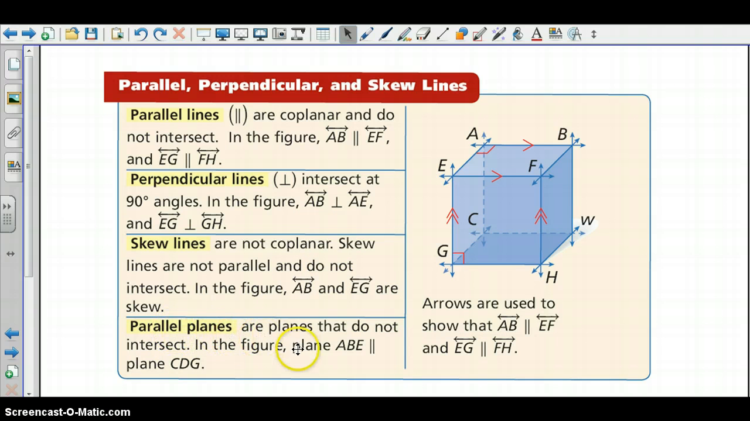Parallel planes are planes that do not intersect. In this figure, plane ABE, which is the top part of this box, would be considered parallel to plane CDG. The diagram shows the letter W, but we can replace that with a D. CDG, the bottom of the box, is parallel to plane ABE.